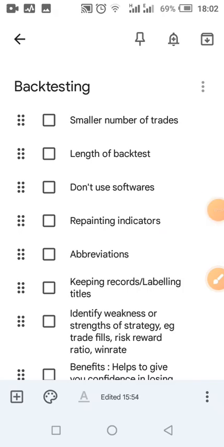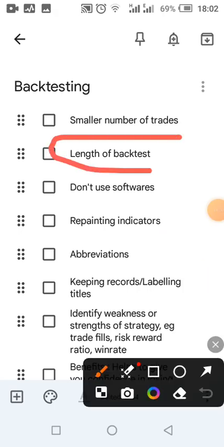So for the length of backtest, remember I said for intraday trading, it has to be at least 1 year or more, and also including at least 20 trades or more. Then when trading stocks intraday, your backtest should now have at least 2 years of data or more, but also still with at least 20 trades or more.